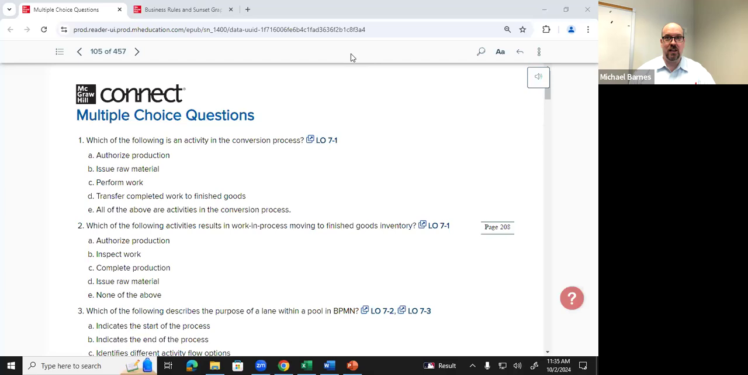This question is not like that, okay? This question is pretty easy. It asks which of these are activities in the conversion process. Authorized production, that's pretty straightforward, yes. That's one of the beginning steps in the process, the production authorization. If we are going to produce, we need raw materials, so we've got to issue raw materials. We've obviously got to perform work, that's the whole conversion process itself, and then transfer completed work to finished goods. This was not much of a test of your knowledge here.